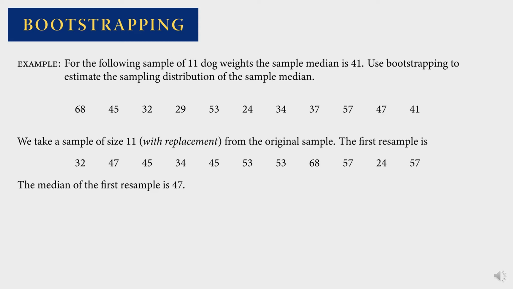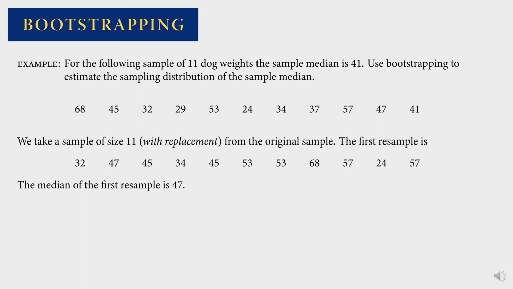I have this sample of 11 dog weights, and what I want to do is resample from them. I want to make another sample of size 11. I can sample with replacement, which means I put back each item after I've selected it. So the same item can occur more than once. I have to sample with replacement because if I draw samples without replacement, I'd get the same 11 numbers every time.